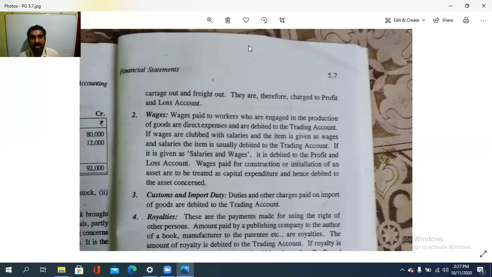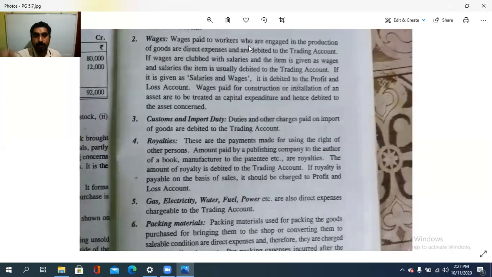Next is customs and import duty. Duties and other charges paid on import of goods are debited to trading account. അതായത് ഗുഡ്സ് ഇമ്പോർട്ട് ചെയ്യുന്നതിനുള്ള കസ്റ്റംസ് ഡ്യൂട്ടി അല്ലെ ഇമ്പോർട്ട് ഡ്യൂട്ടി അതൊക്കെ that all direct expenses വരുന്നതാണ്. All should be debited in the trading account. Then the royalty. These are the payments made for using the right of other persons. Amount paid by a publishing company to the author of a book, manufactured to the patentee, etc. are royalties, and the amount of royalty is debited to the trading account.